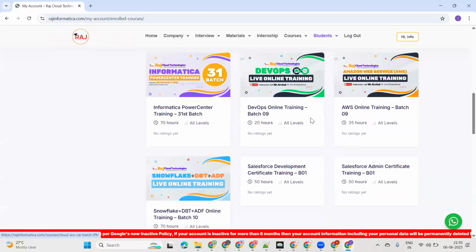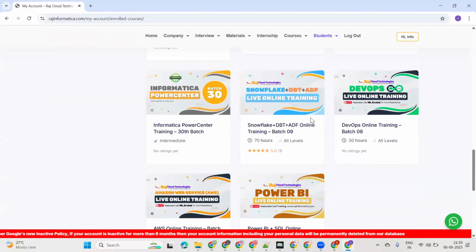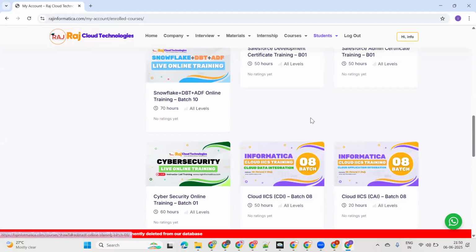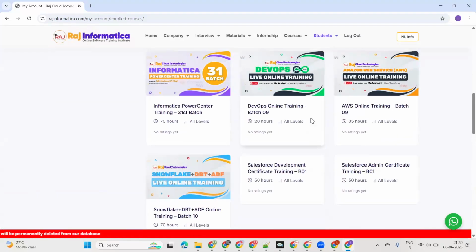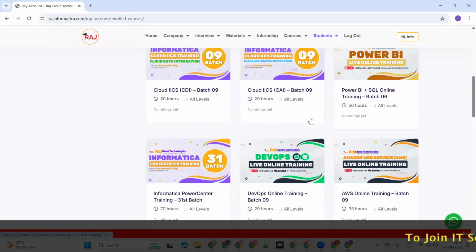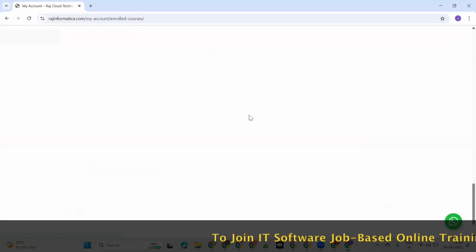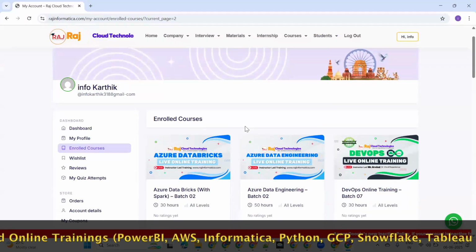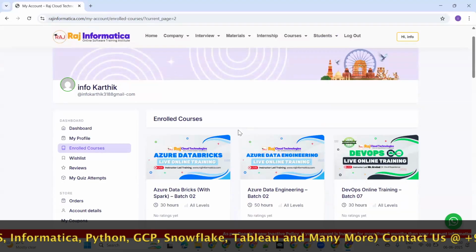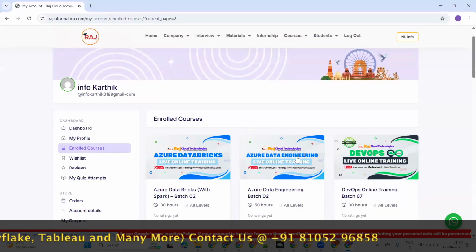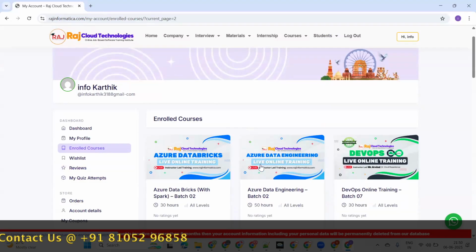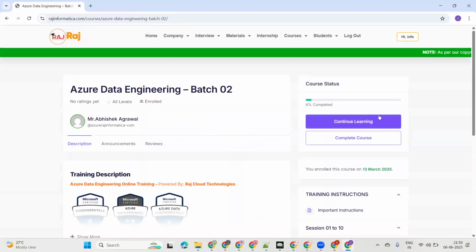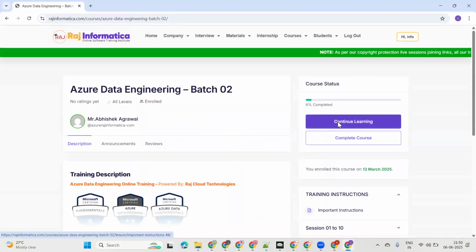I'll just show you the data engineering one. Just a moment, please. So as I am the admin, I have many courses access here, but if you enroll here, you can see only these two: Azure Data Engineering, Azure Data Bricks. Only these two courses will be available for you. Once you click on the course, you can see continue learning or start learning here. You can just click on that.